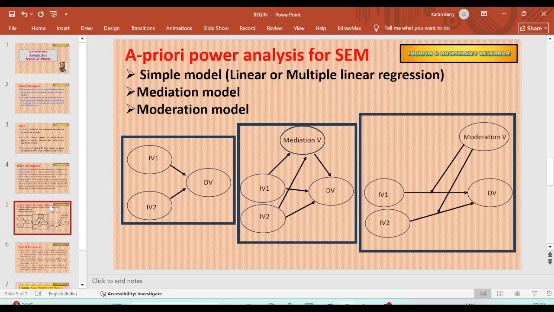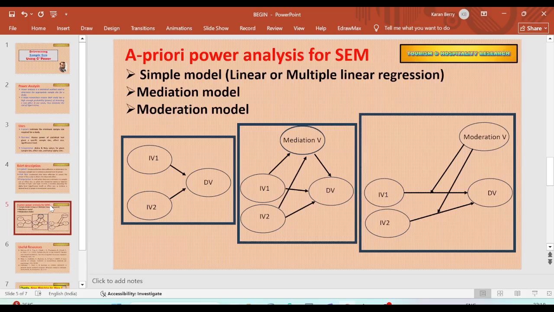So what is the rule? The rule is when you have to enter the number of predictors in G-Power, I am going to show you right now after this slide how to use G-Power for determining the sample size for all of these three types of models which are most frequently used.